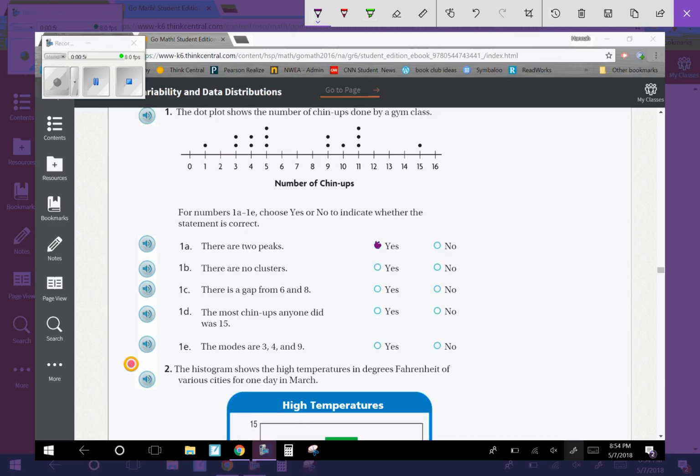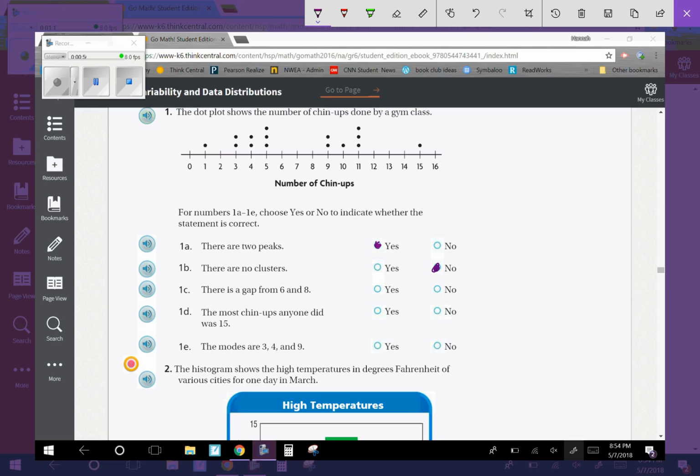There are no clusters. Clusters are groupings of data. So 3 to 5, there's a cluster here. These all 3 have data above them, and there's no gaps in between. And same thing here from 9 to 11, which would make this one false. So no, because there are clusters.